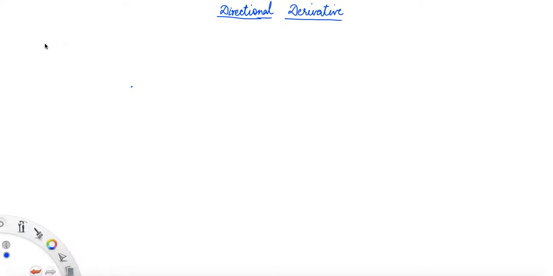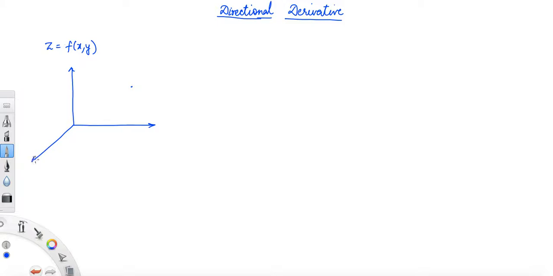First of all, let's consider function z is equal to f of x, y. This is a two variable function. If we plot this function, we will get a surface. So let's say this is x, y, and z here, and any arbitrary surface is there, like this. So this is a surface of any given function.